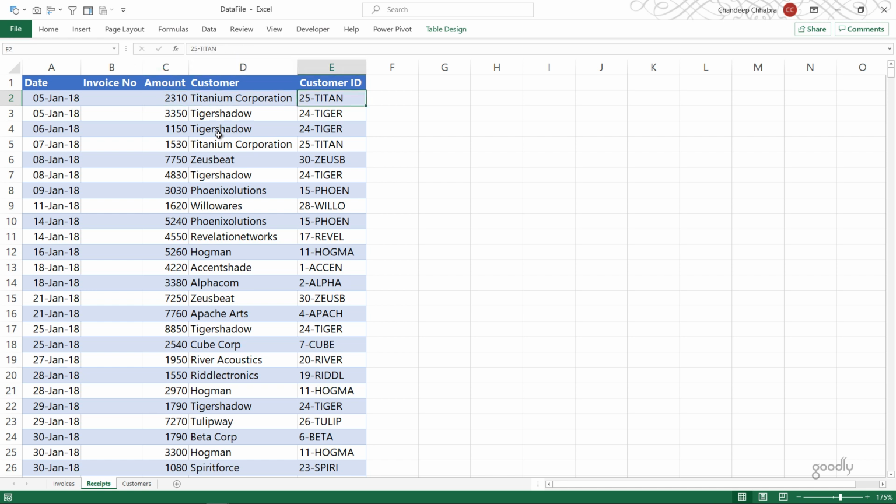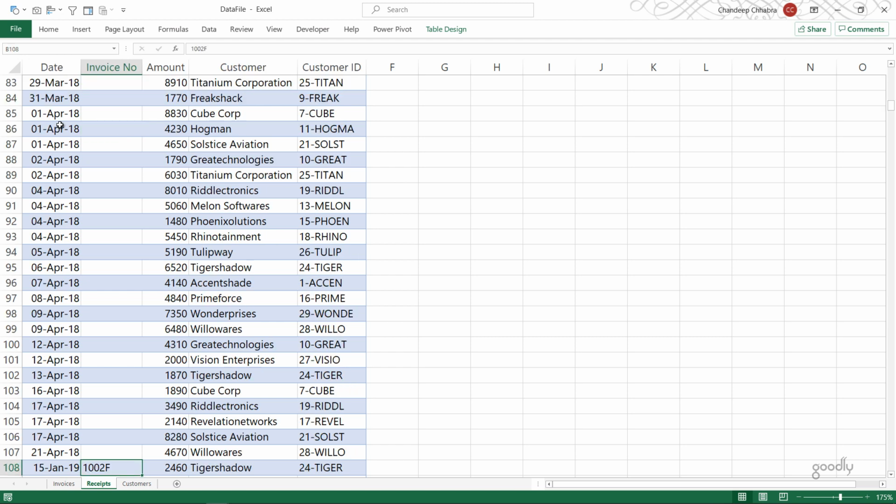Now here you are allowed to have duplicates. You can see that on the 5th of January, we received two payments, one from Titanium and the other from Tiger Shadow. Tiger Shadow again, we received two payments back to back, one on 5th January and the other on 6th January. Tiger Shadow could have paid us on the same day as well, so both of these amounts could have been on the 5th of January. Also, when you're writing the invoice number, again you can have duplicates.